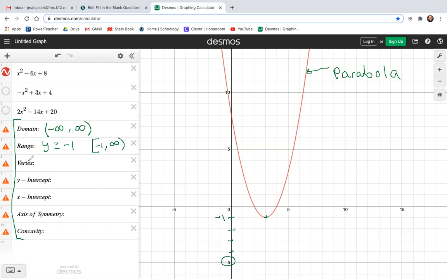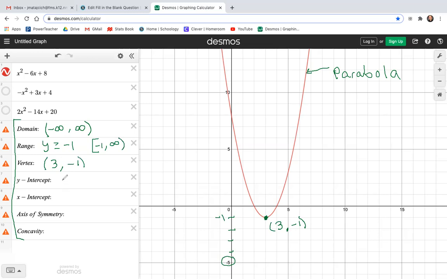Okay, so the vertex is the turning point of your parabola. It's going to be either the minimum value or the maximum value, which again is right down here. We do have a minimum value, it's right here. That point is at 1, 2, 3, then we go down 1. So that point is at (3, -1). The vertex is just one point, and the location of this function's vertex is at (3, -1).